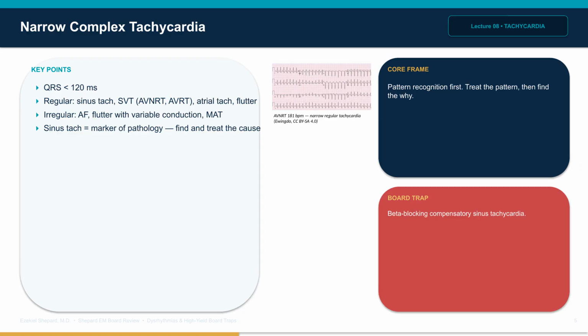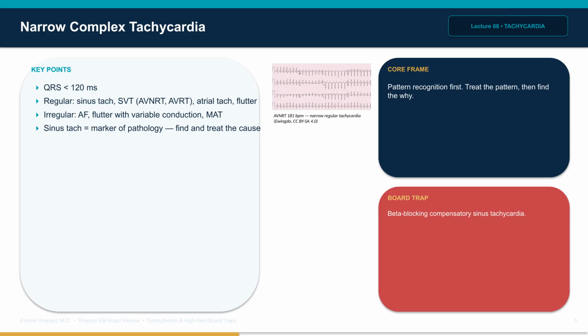Narrow complex tachycardia, with QRS less than 120 milliseconds, is divided by regularity. Regular narrow rhythms include sinus tachycardia, supraventricular tachycardia, AV nodal reentry or AV reentry, atrial tachycardia, and atrial flutter with regular conduction. Irregular narrow rhythms include atrial fibrillation, atrial flutter with variable conduction, and multifocal atrial tachycardia. Pattern recognition drives management.